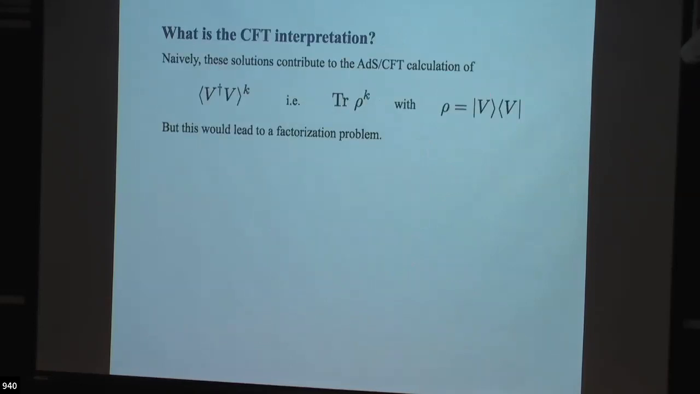What is their CFT interpretation? Well, naively, instantons like this would contribute to AdS/CFT calculations of something like some operator V. V here is an operator that creates a thin shell of matter, like a black hole operator that creates this thin shell. Naively, these would have the boundary conditions that would contribute to something like V dagger V to the k power, which you can also write as trace rho to the k, for rho being this state. Why wouldn't the handles, which don't change boundary conditions, contribute just to Z itself, with no need to put insertions? There are no solutions. If you don't put matter, then there are no solutions that look like this. The matter is necessary to support the wormhole.